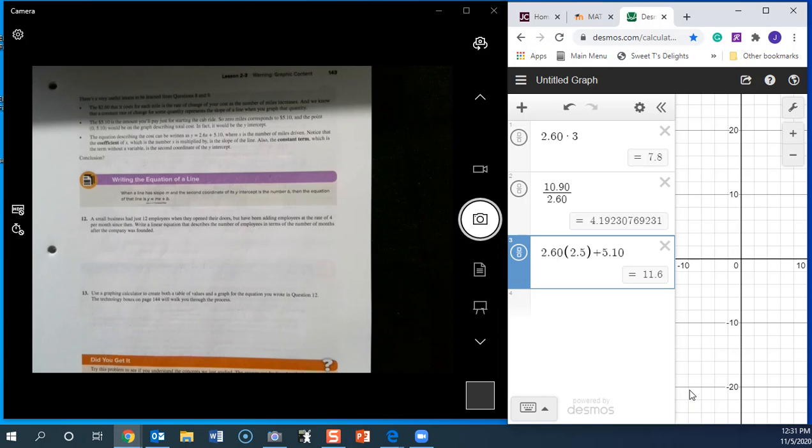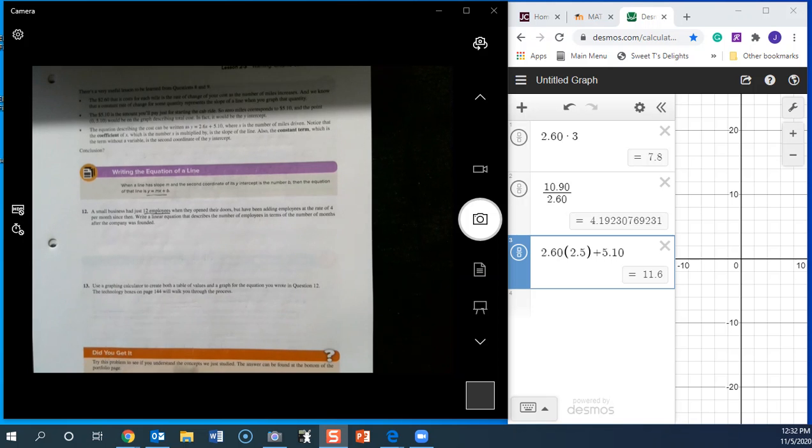Now number 12. A small business had 12 employees when they opened their doors, but have been adding employees at the rate of 4 per month since then. Write a linear equation that describes the number of employees in terms of the number of months after the company was founded. Okay, first of all, we have to take a look at what we have. They say we started off with 12 employees. That's equivalent to saying that we had 12, like the $5.10 for getting in the cab.